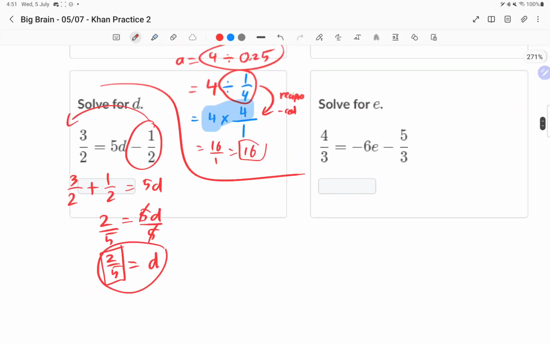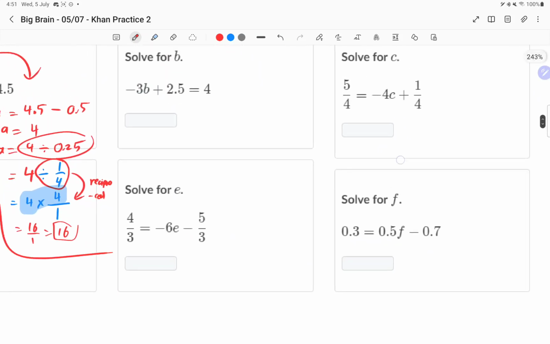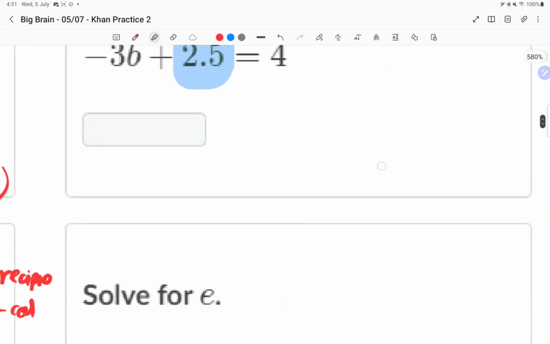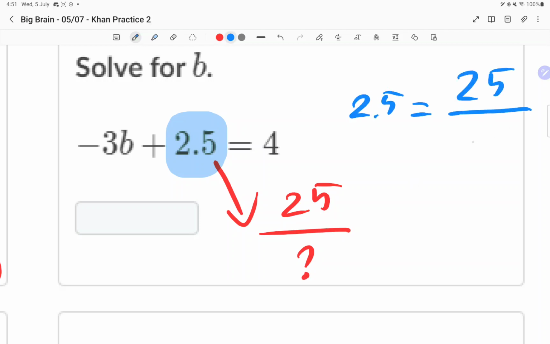All right, any question? No? Yeah, all good? So this one you just have to deal with fractions. Just remember when you see numbers like 2.5, you convert that to a fraction. How do we convert 2.5 into a fraction? Anyone? No idea? You change that into 25 over what number? So 2.5 is the same as 25 over what number? 10. 10, yes. How do you get 10?